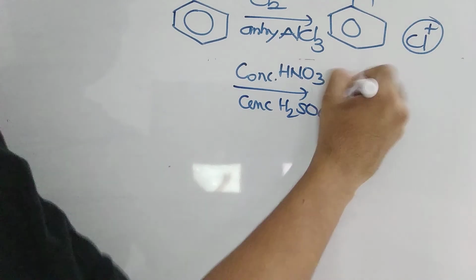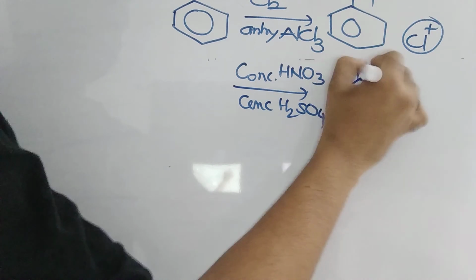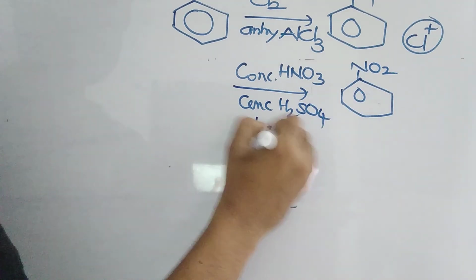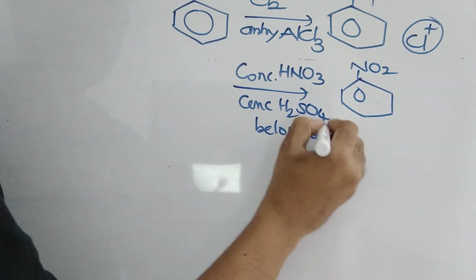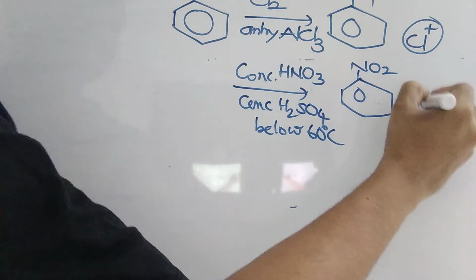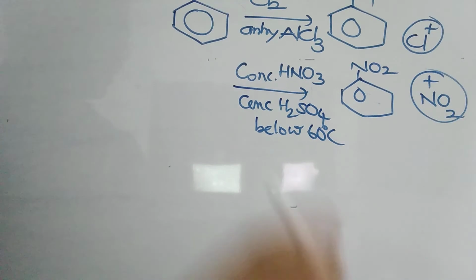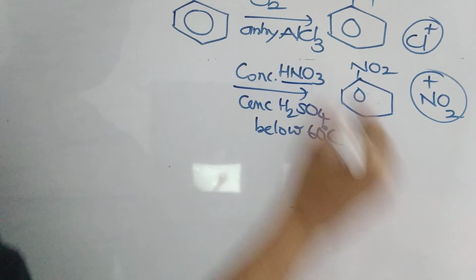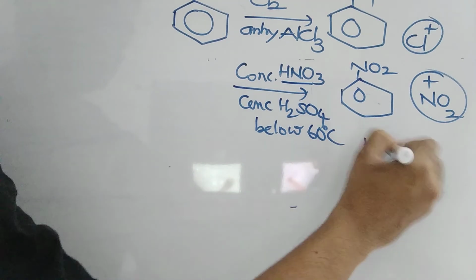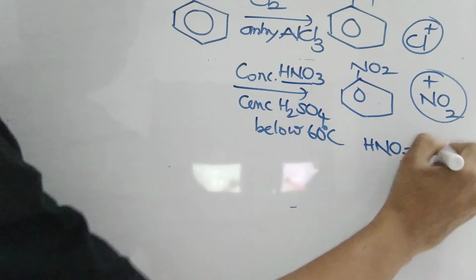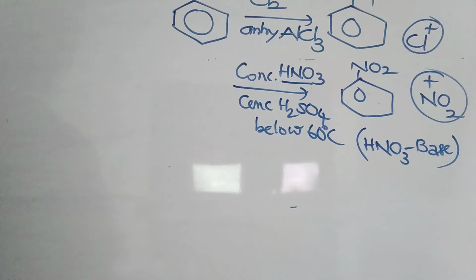When you are using concentrated HNO3 and concentrated H2SO4, you will get nitrobenzene. The condition is below 60 degrees Celsius temperature. And here the electrophile is NO2 plus. This is also an interesting point. And one interesting line is that HNO3 functions like a base. This is also one good question here. In this reaction, HNO3 functions like a base.